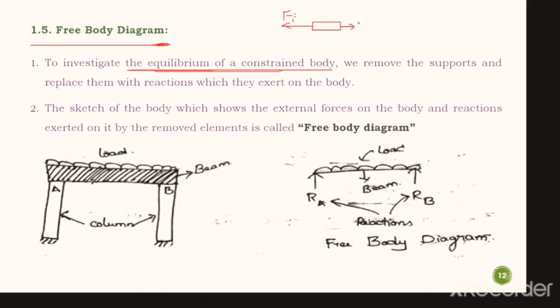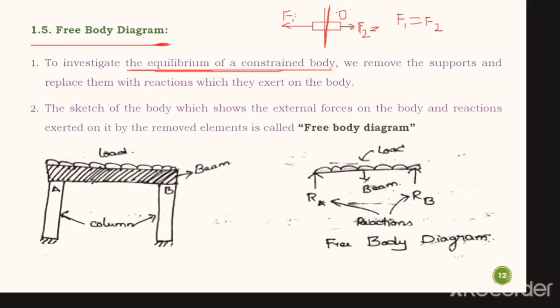Take this as F1, take this as F2. If F1 is equal to F2, what happens is the net force acting on this body is 0. How is it 0? It is 0 because the forces F2 and F1 are the same in magnitude but opposite in direction. Therefore the net force will be equal to 0.